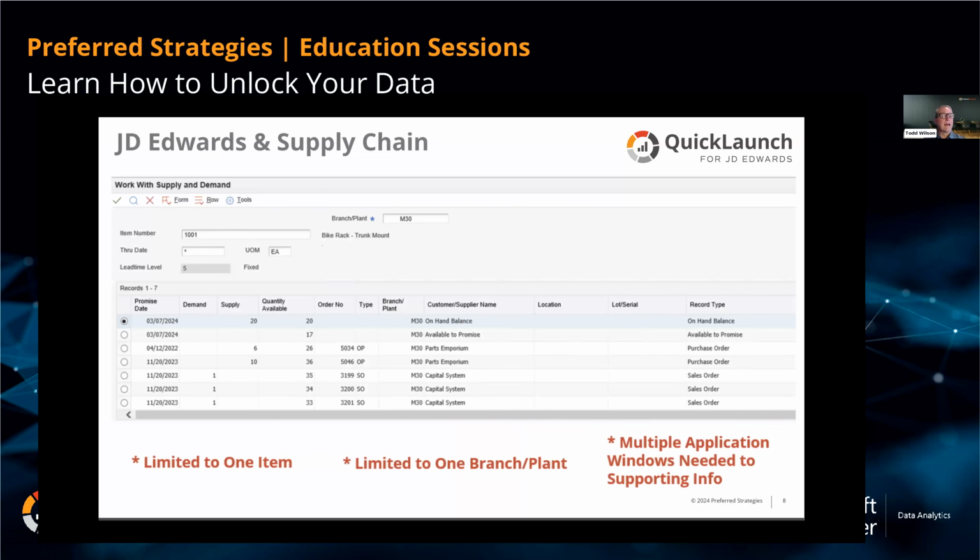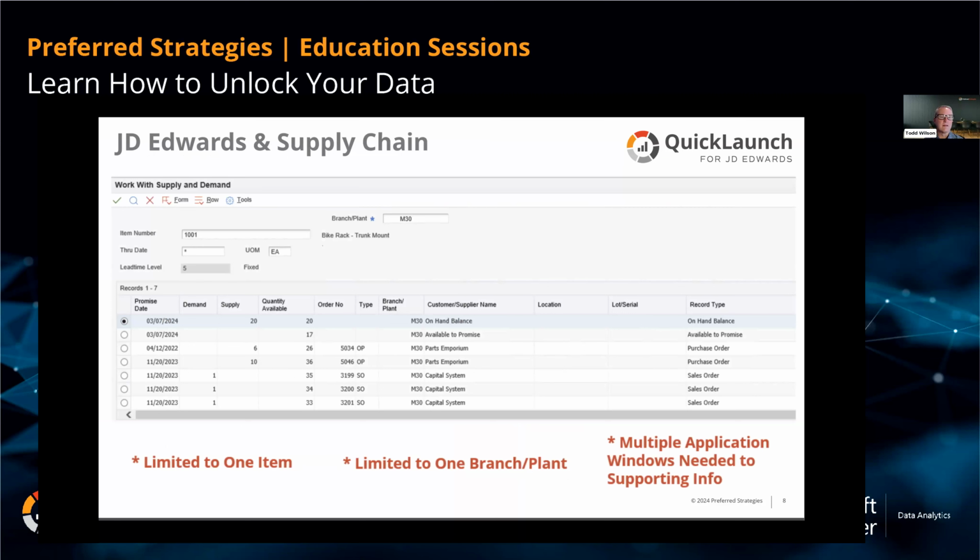So how does that work now? The reality is, in a JD Edwards environment, you're typically going to have to work through multiple screens, right? You have your work orders in one screen. You have your POs in another screen. Trying to come up with your time series, you're going to a different part of JD Edwards, and so often that's got limitations as well.